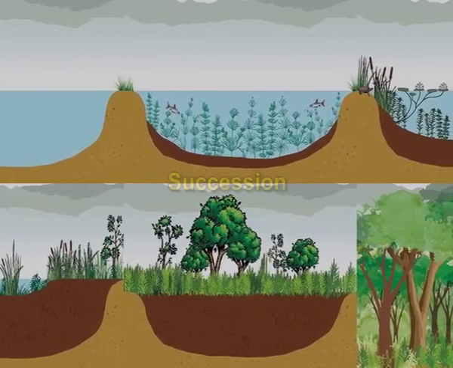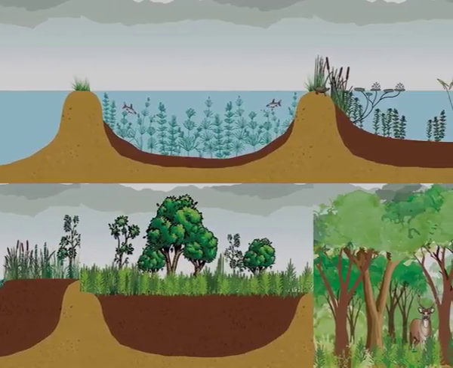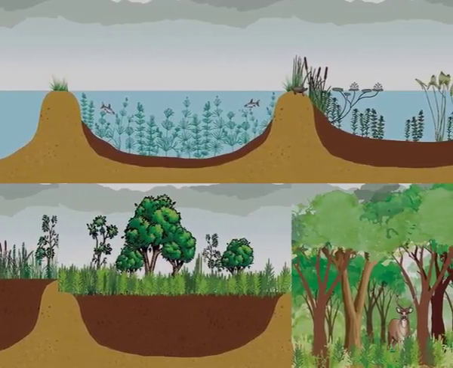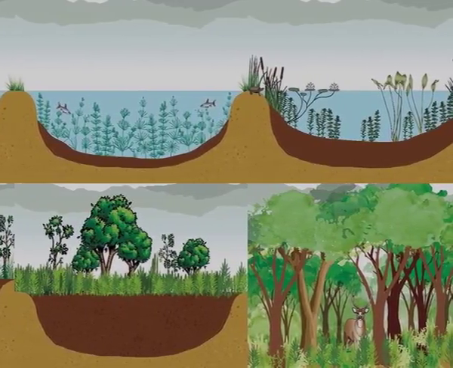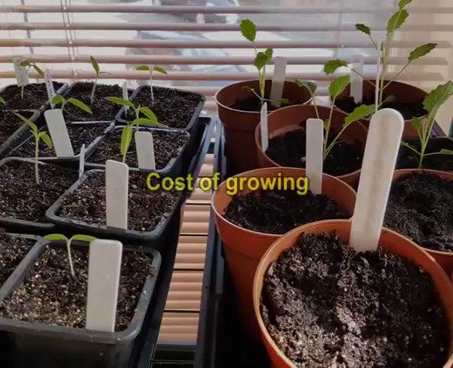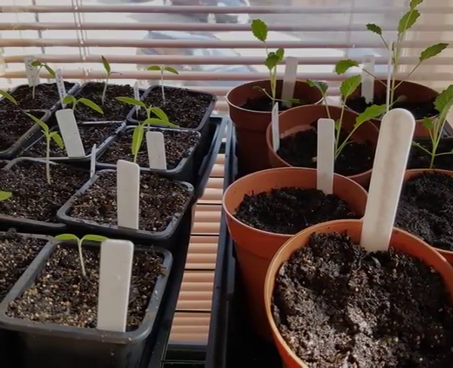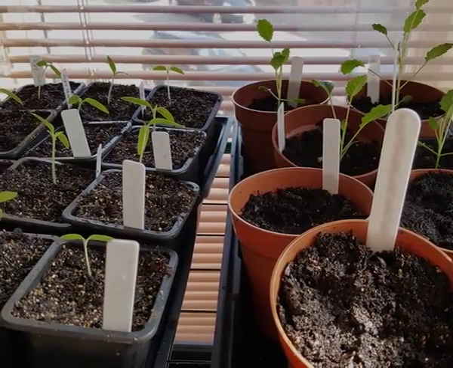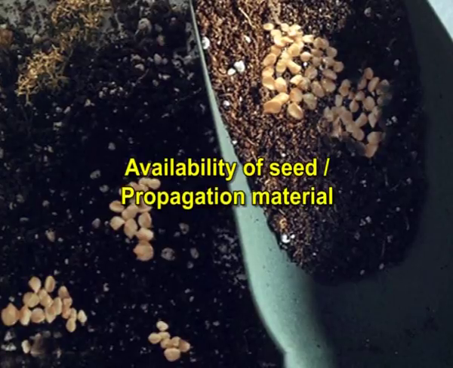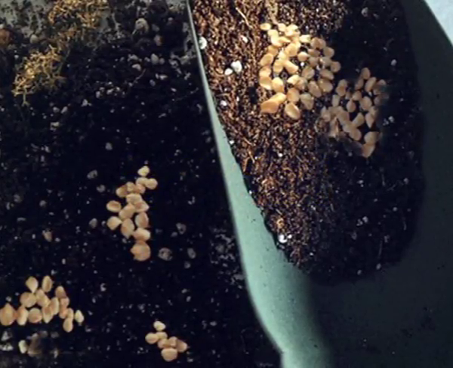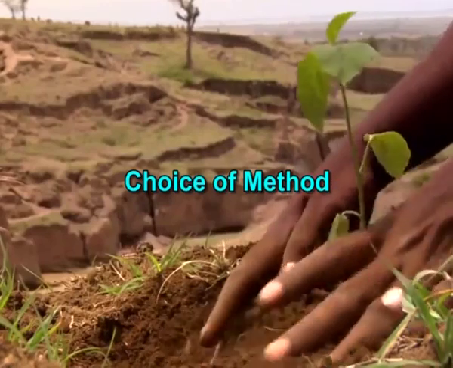Succession. Succession is the gradual replacement of one community by another in the development of vegetation towards the climax. Cost of growing. This is also a very important factor affecting the choice of species. Availability of seed or propagation material. The seeds have to be collected from CPCs. Choice of method.